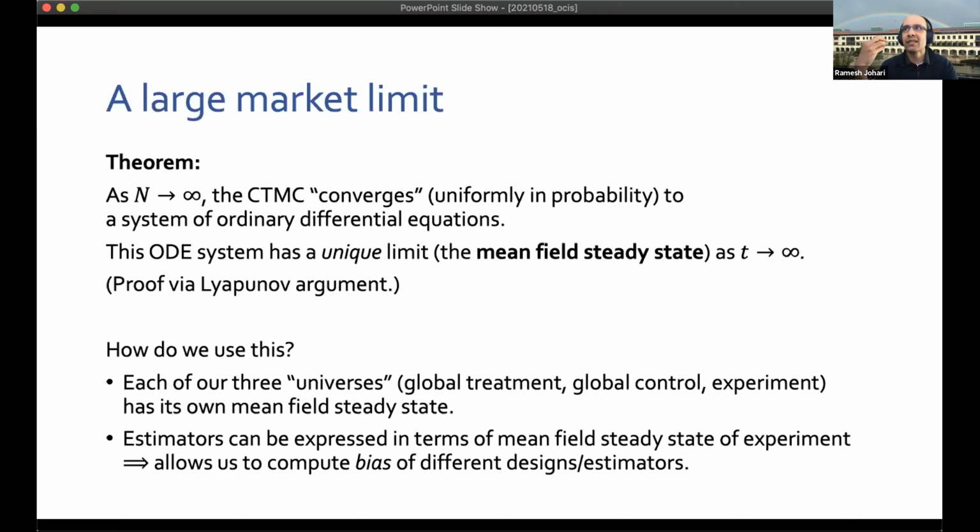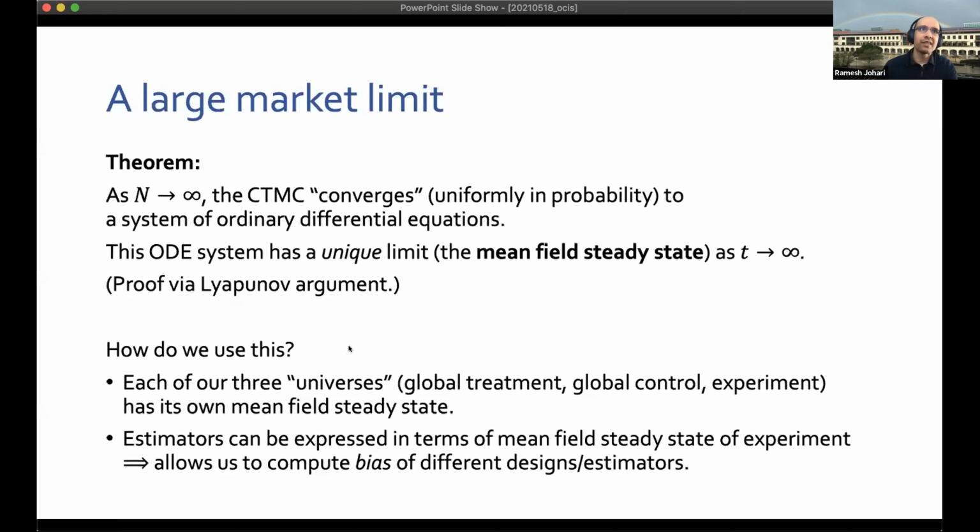So we think of this mean field steady state as a sort of succinct summary of what that model universe would have given rise to. As an example, I could have the global treatment model, which is represented by a continuous time Markov chain, take the mean field limit, take t to infinity, and it gives me an object I can work with, which is the mean field steady state that comes out of that limiting mean field model.